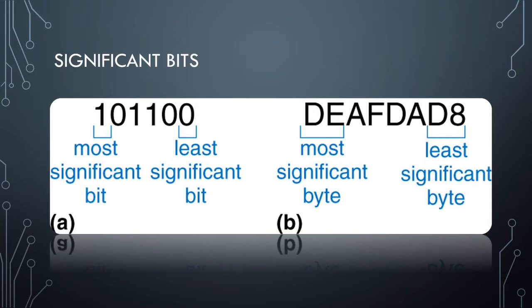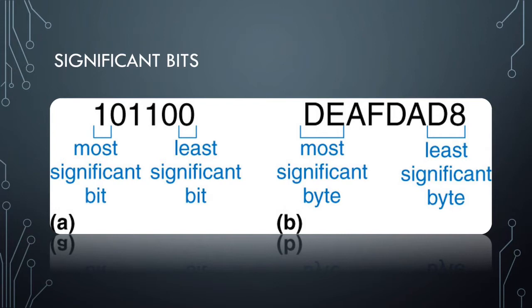So this graphic should look familiar. We took a look at it last week. This is on significant bits, or significant numbers, rather, as a generalization. So looking at graphic A on the left here, the most significant bit is always going to be the leftmost bit, and the least significant bit is always going to be on the right. It's going to be the rightmost bit.